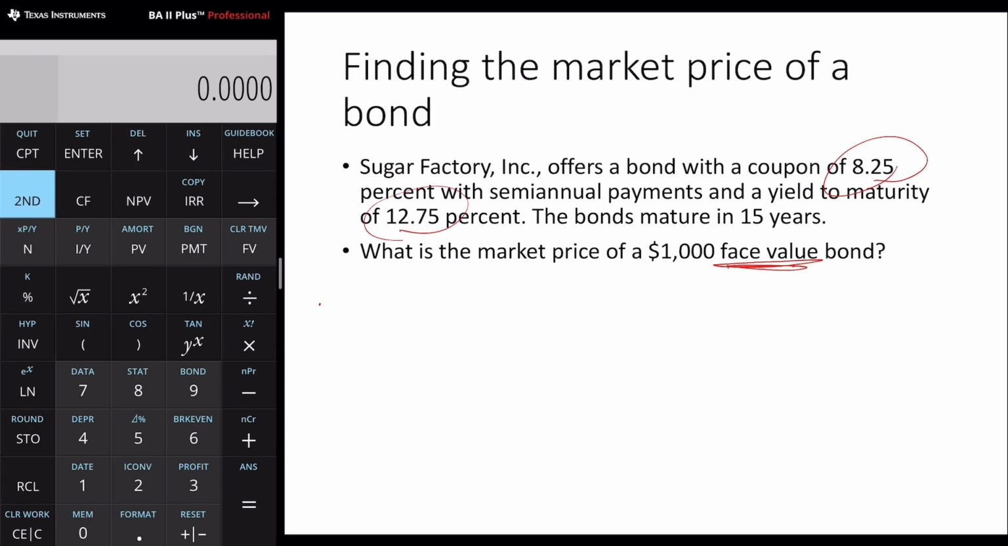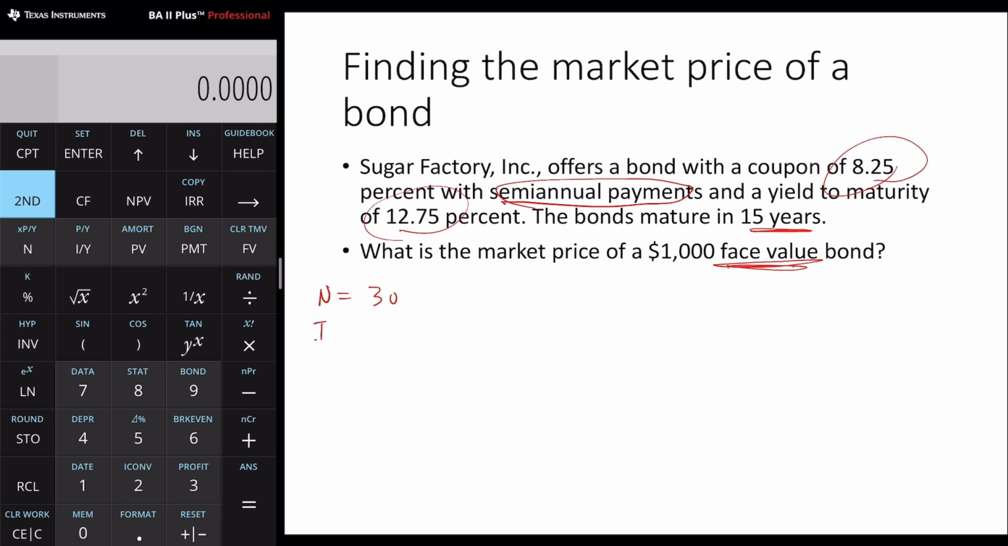All right, so first is going to be N. Now, N represents the maturity of the bond. But remember, because of semi-annual compounding, each period represents 6 months. So this bond matures in 15 years. So you have to think to yourself, how many 6-month increments are there in 15 years? And the answer is 30.